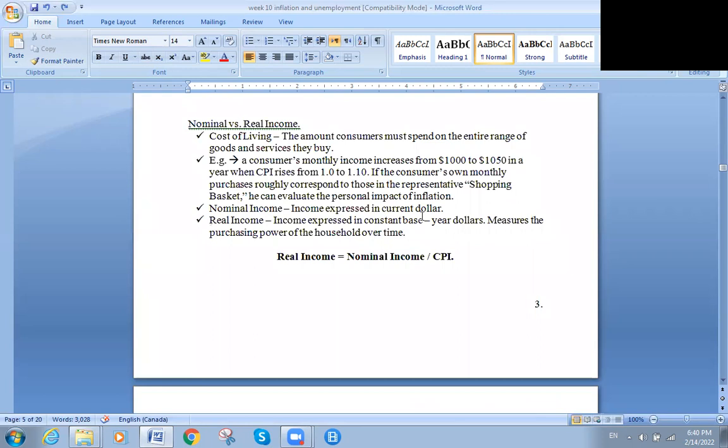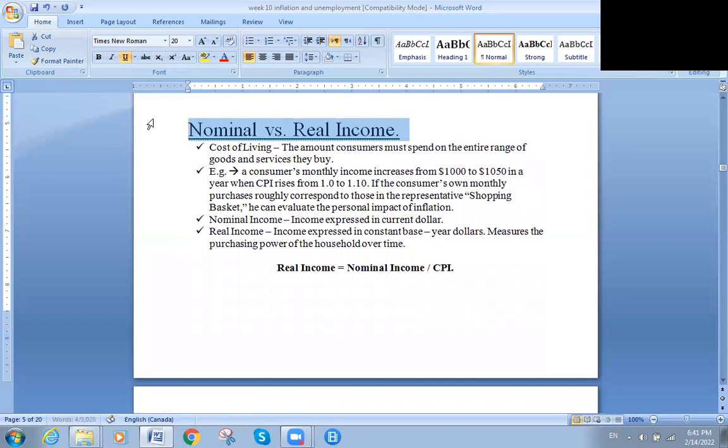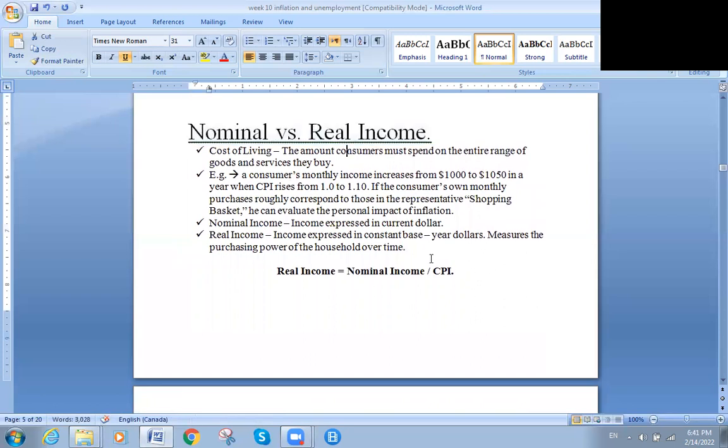We have a very important relationship between the nominal income and the real income. Let me tell you something. The nominal income is the book value of the money, the paper value of the money. But the real income is what the money can buy. So what is the difference between nominal income and real income? Again, the nominal income is the paper value of the money, but the real income is what the money can buy.